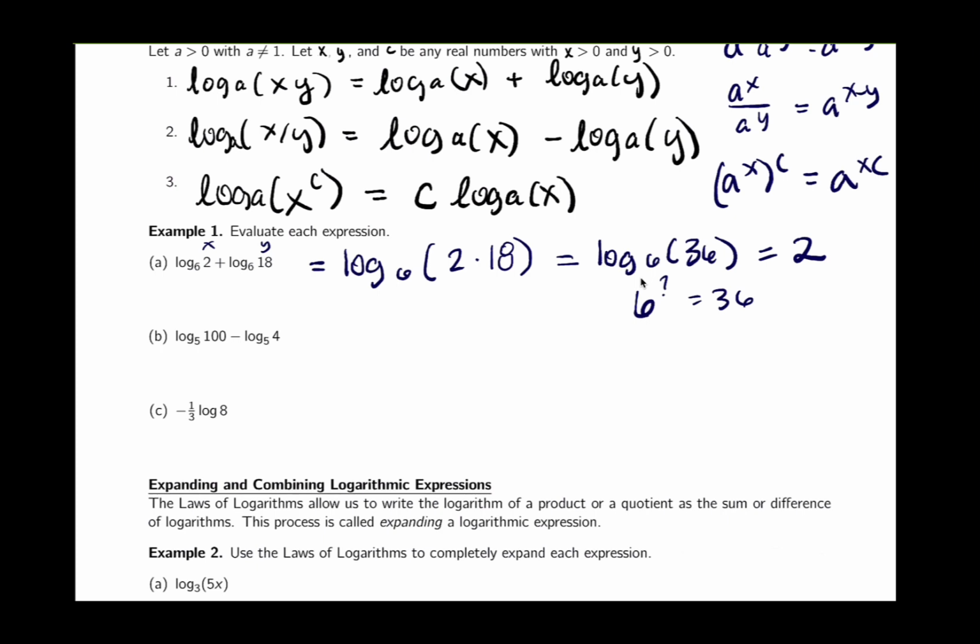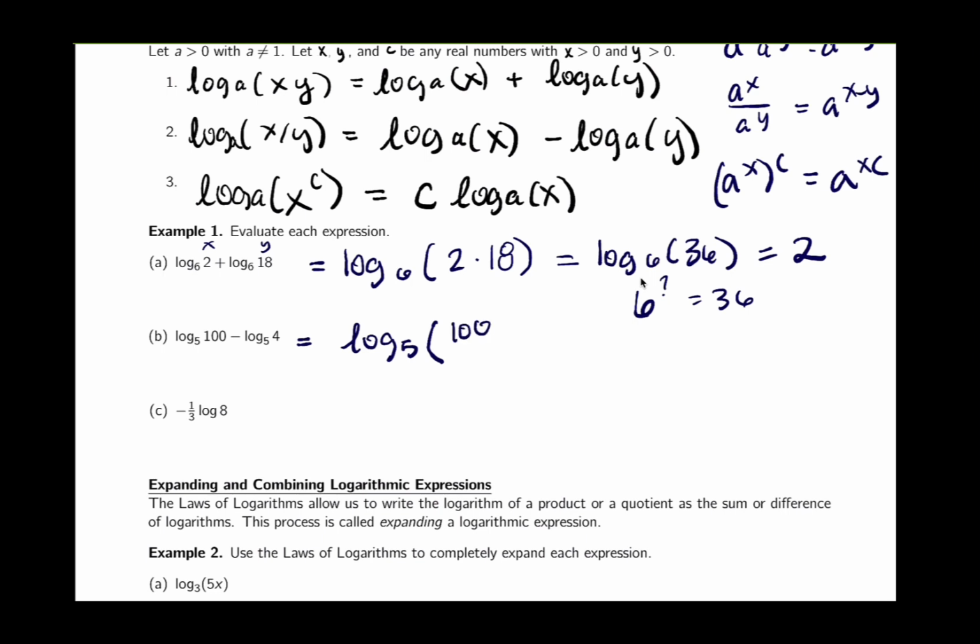Let's try a similar idea in B. Here I have the difference of 2 different logarithms with the same base. They are both log base 5 and I'm subtracting them. That makes me think of the second law of logarithms. Looks a lot like this piece here. So I can write this now as 1 logarithm with the same base, and I will divide the 2 arguments.